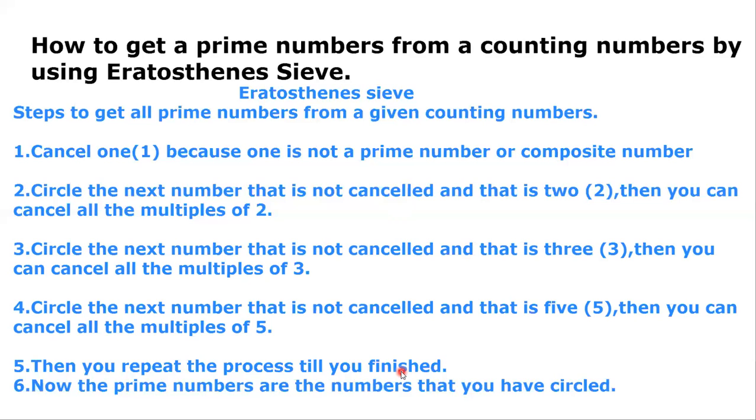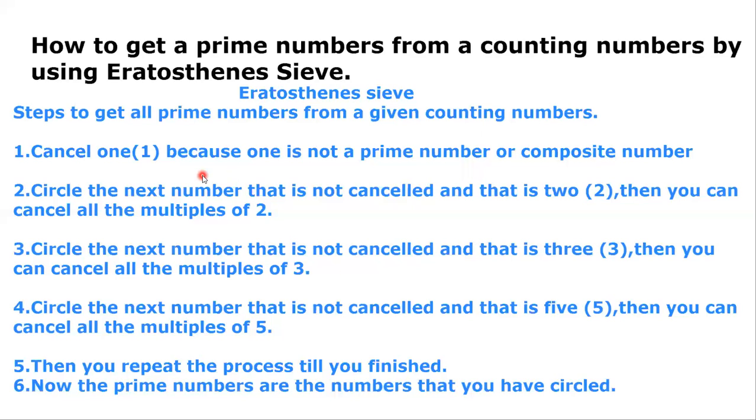So check those circled numbers: their factors are only 2. Okay? That is one of the approaches that we can use to find the prime numbers. To find the prime numbers in a given set of numbers, you cancel 1 because 1 is not a prime number or a composite number.